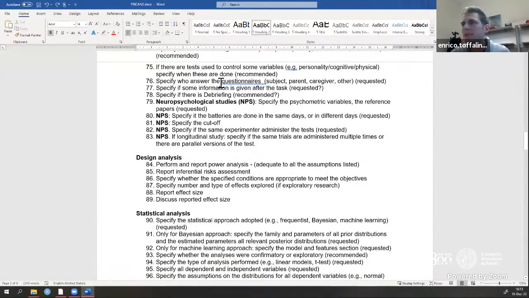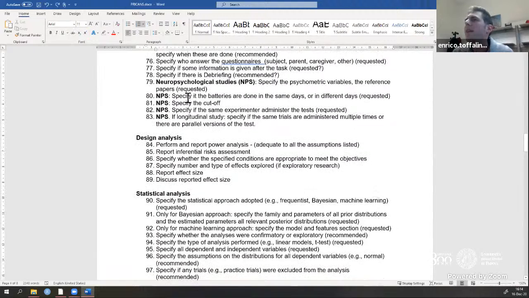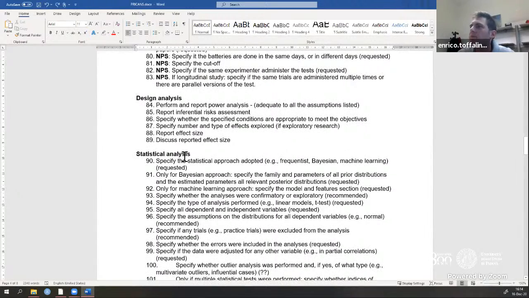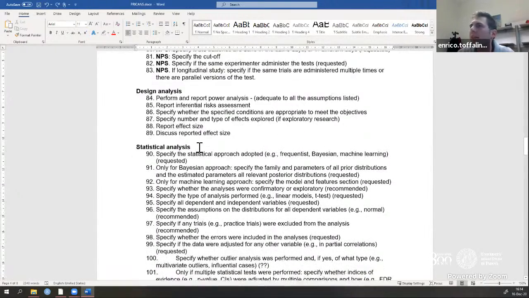Some of them are conditional on specific studies. For example, some of the items are conditional on whether the study was cognitive or mainly neuropsychological. The design analysis, the a priori power analysis, but also other aspects. For example, how many effects were investigated, how many statistical tests were conducted, and whether this was taken into account in the power analysis, and whether it was a priori or retrospective.